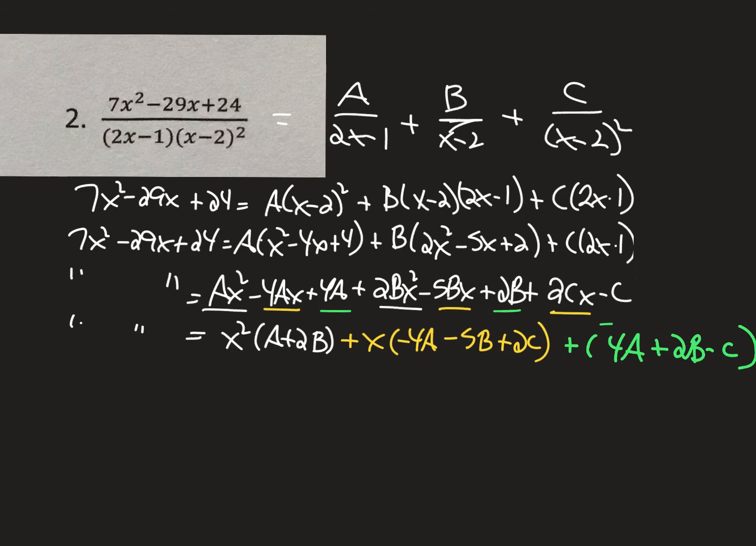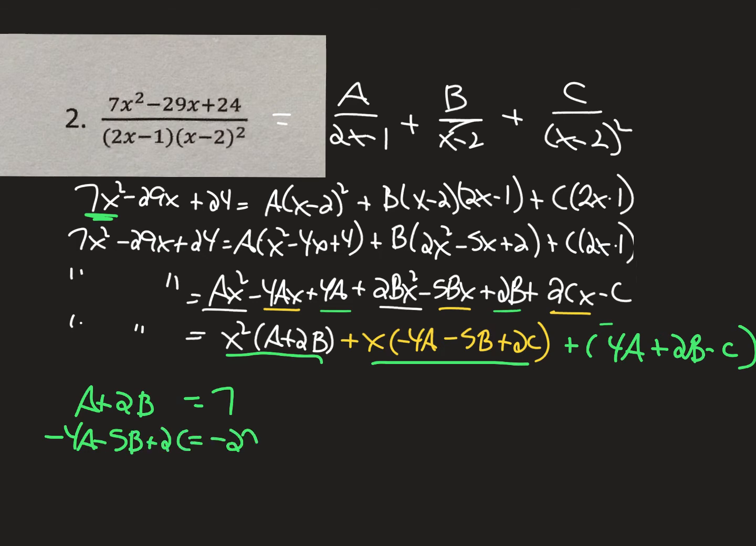Okay, so my first parentheses, my x squareds. If I look at the left-hand side, there's a 7x squared. So I'm going to say a plus 2b has to equal 7, because there's 7x squareds on the left-hand side. There's got to be 7x squareds on the right-hand side. There's negative 29x's on the left-hand side, so there's got to be negative 29x's on the right-hand side. So I'm going to take my second parentheses and set it equal to negative 29.